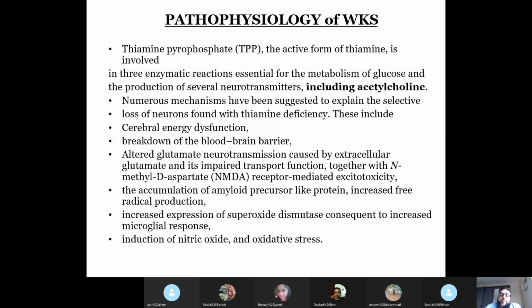Serotonin metabolism is also affected in metabolic thiamine deficiency, in patients who come with Wernicke's encephalopathy, and 5-hydroxyindole acetic acid (5-HIAA) levels were reduced in CSF in patients with it. Now, anatomical lesions in WKS.